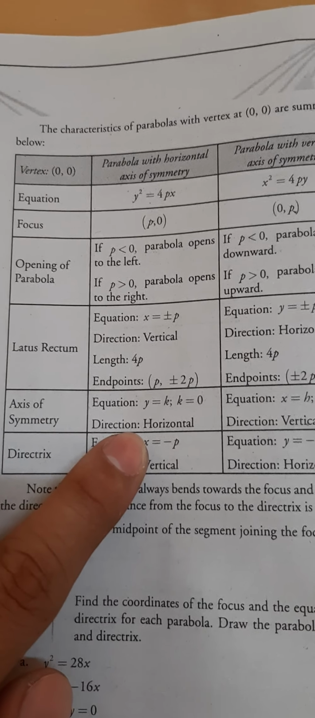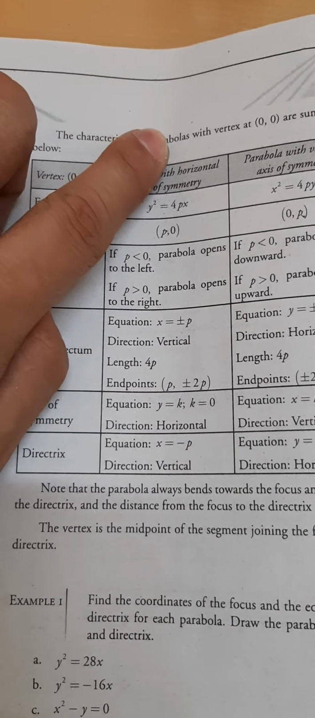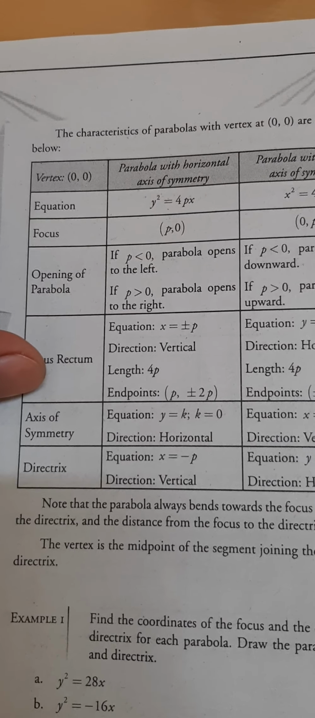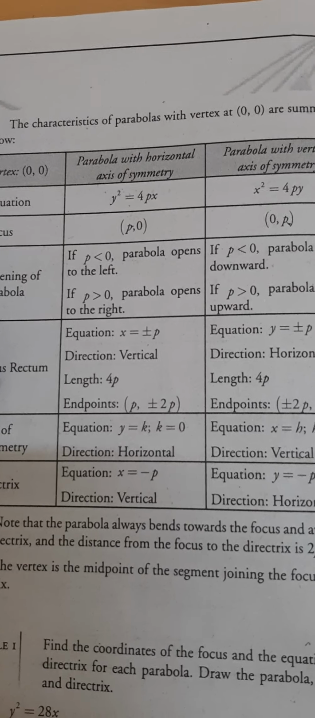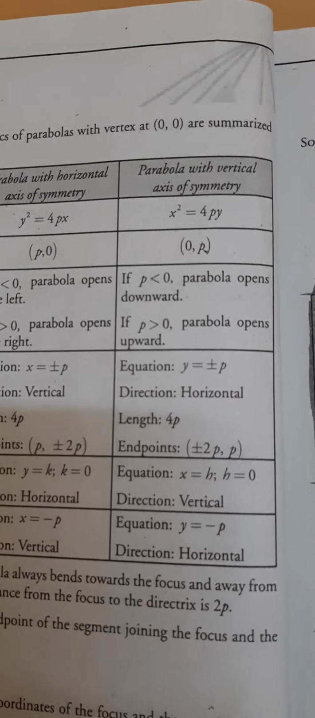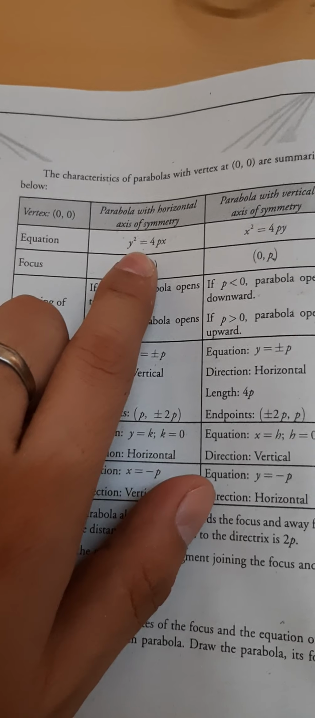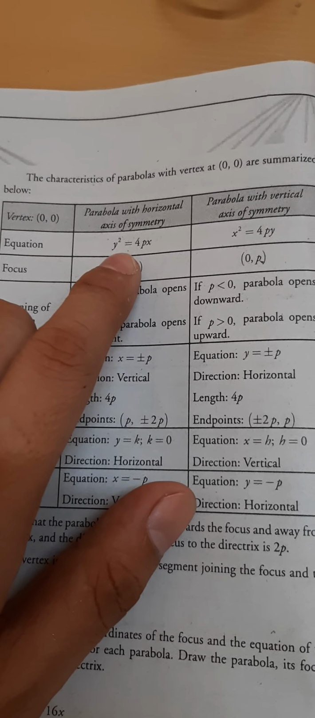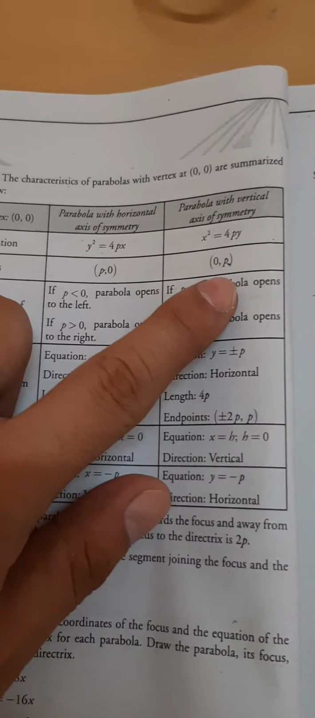Direction of the axis of symmetry, as what I have told you, horizontal. Yan, horizontal siya. And next, equation of the directrix x is equal to negative p, direction vertical. And here, we have the parabola with vertical axis of symmetry. So, magkaiba na sila ng equation if meron tayong horizontal axis of symmetry wherein the parabola opens in right or in left movement or motion.